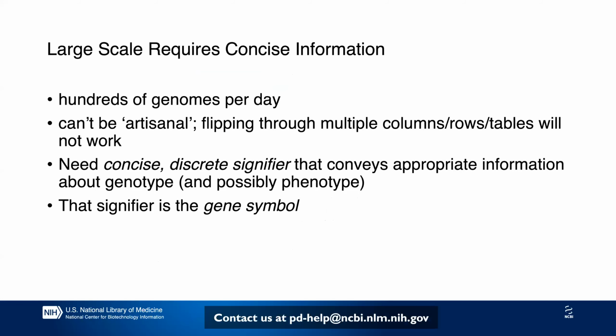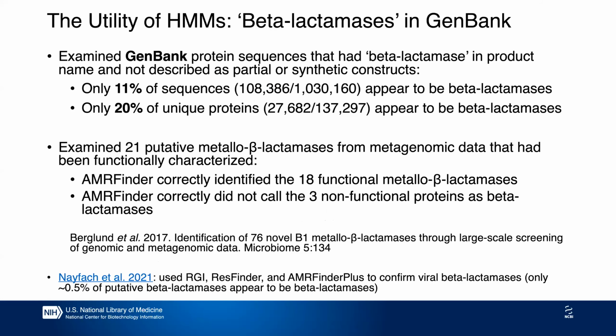Yeah, so this is just to summarize what I said before. One thing about the utility of HMMs, hidden Markov models. This was just sort of a gee-whiz thing we did a couple of years ago. We actually took GenBank protein sequences that had the name beta-lactamase in them and weren't things like cloning vectors or synthetic constructs. And we found that only 11% of the sequences out of 1 million appear to be beta-lactamases, and only 20% of unique proteins, that is, a unique protein sequence, appeared to be beta-lactamases.